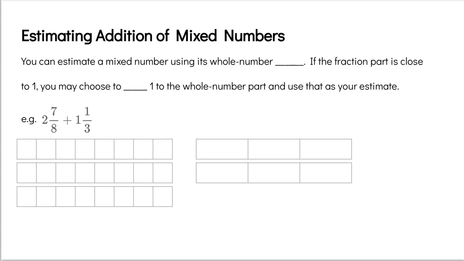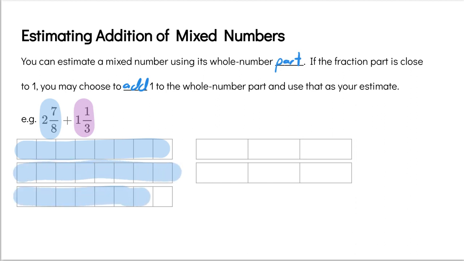Next, let's have a look at estimating addition of mixed numbers. You can estimate a mixed number using its whole number part. If the fraction part is close to 1, you may choose to add 1 to the whole number part and use that as your estimate. For example, if we have 2 7/8 and 1 1/3, what does that look like in a picture? 2 7/8 looks like this. Here's one whole, two wholes, and then we've got 7 out of 8 of those colored in there. 1 1/3 looks like this. Here's 1, and there's 1/3 colored in.